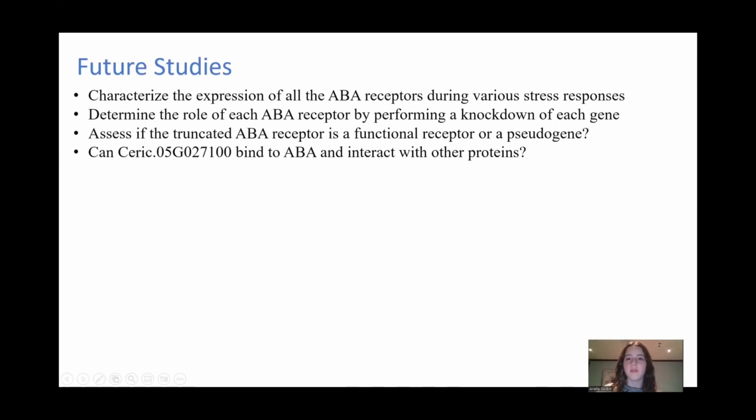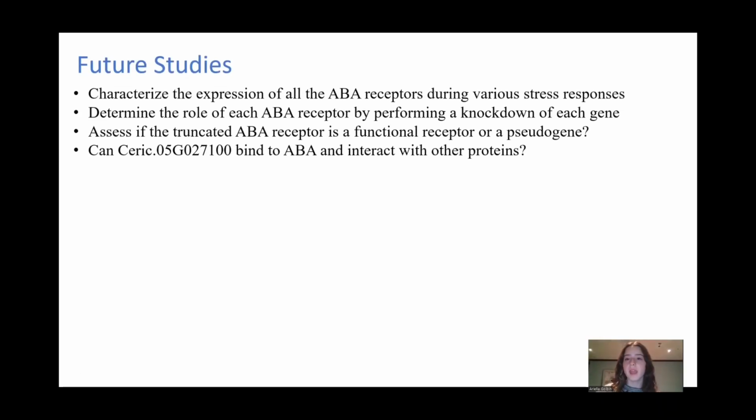Future studies would involve characterizing the expression of all of the ABA receptors during various stress responses, and also determining the role of each ABA receptor by performing a knockdown of each gene. Additionally, we want to assess if the truncated ABA receptor is a functional receptor or a pseudogene, and whether 7100 can bind to ABA and interact with other proteins.